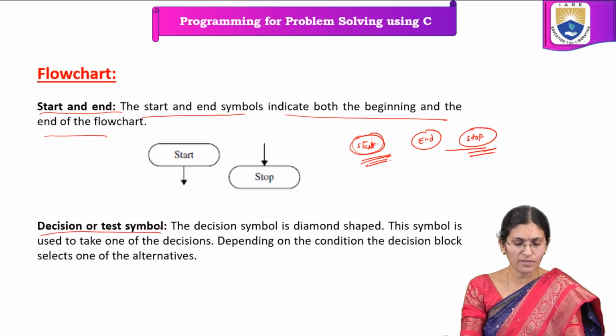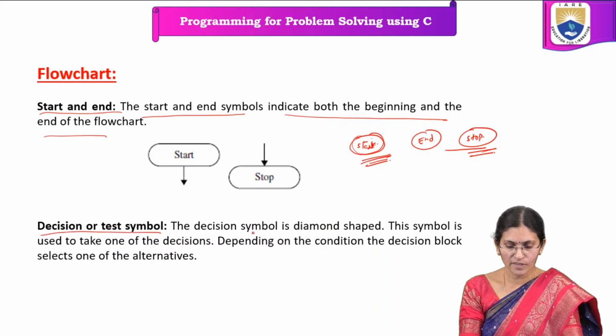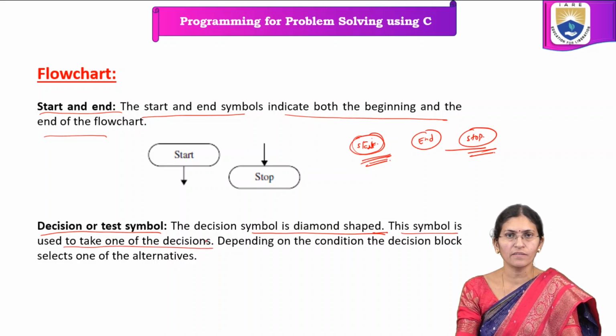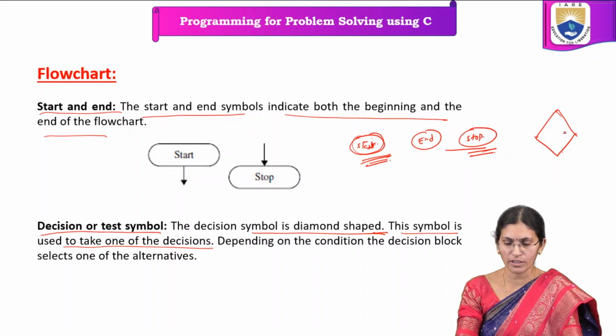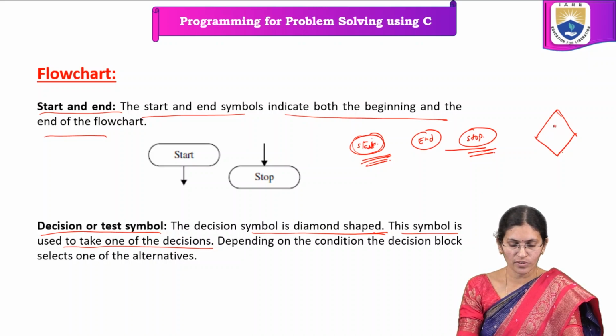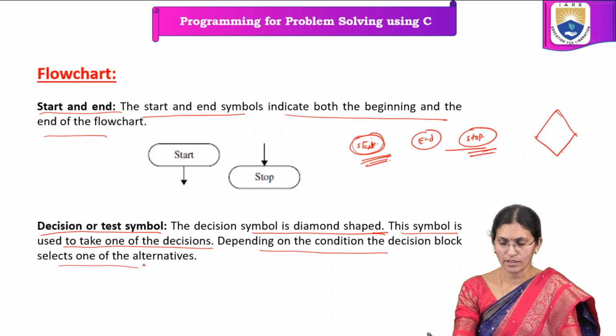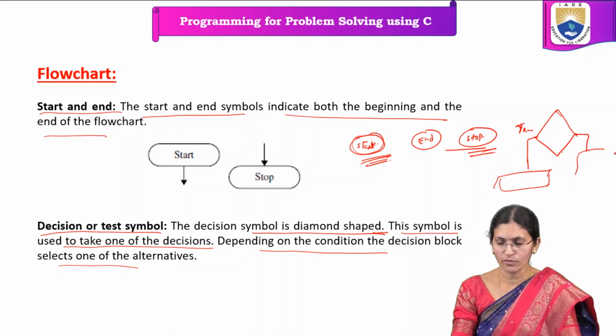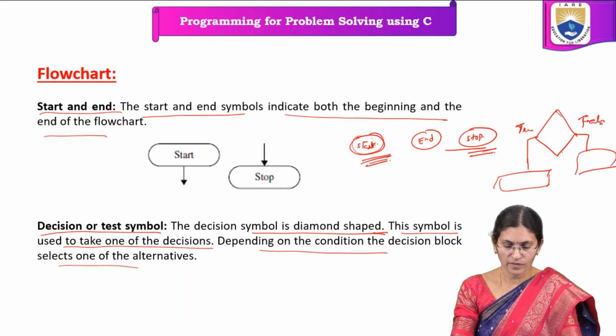The next symbol we have is the decision or test symbol. The decision symbol is diamond shaped. This symbol is used to take one of the decisions. Whenever in the problem you need to take some decision, we use this diamond symbol. Depending upon the condition, the decision block selects one of the alternatives. If the condition is true, it will execute one set of statements. If the condition is false, it will execute another set of statements. So this is a decision block.